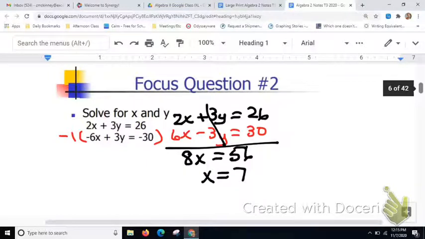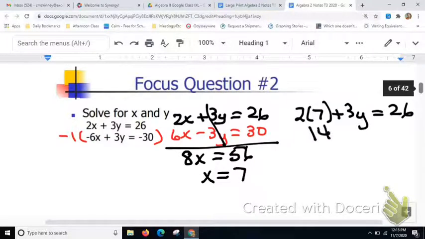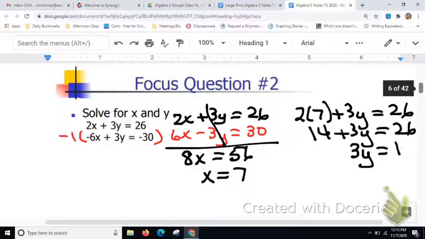I'm going to plug that in. Remember, we substitute that in to one of the first equations. So 2 times 7 plus 3y is 26. So that's 14 plus 3y is 26. Take away 14, divide by 3, and we get y is 4.